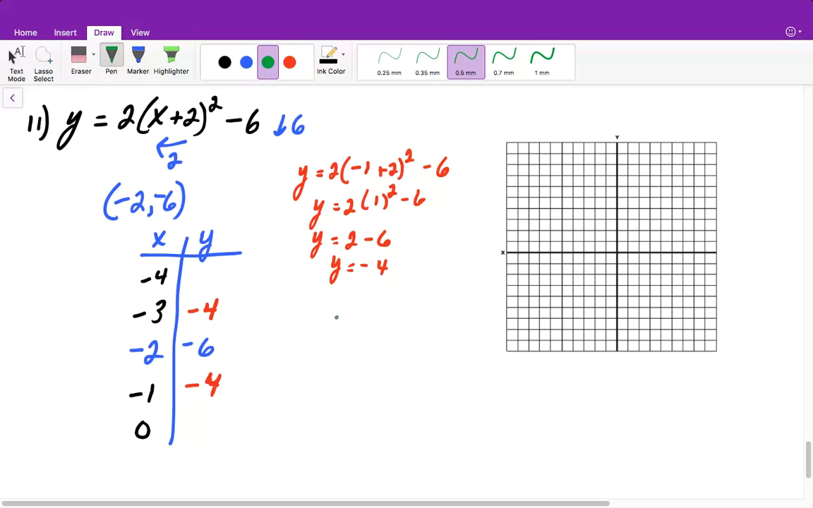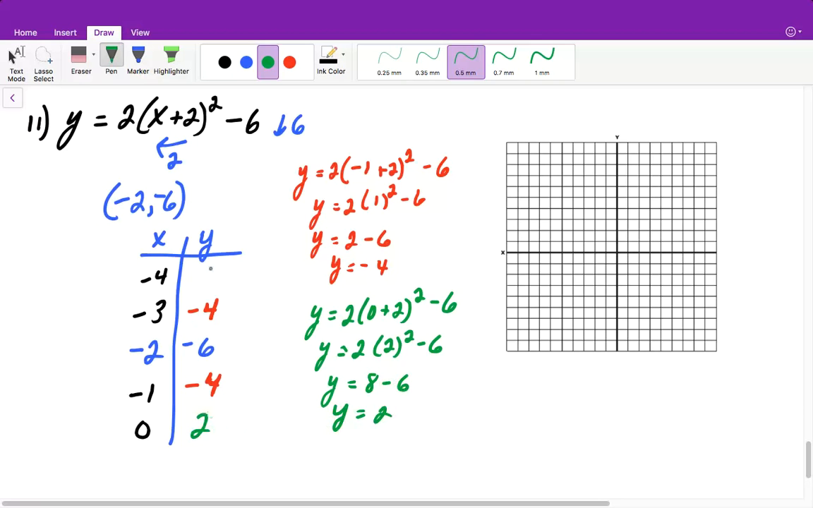If you don't know that just from knowing it's symmetrical, then plug in negative 3 and you'll get the same answer. Then when we plug in 0, y is equal to 2 times 0 plus 2 squared minus 6. Y is then equal to 2 times 2 squared minus 6. Well, 2 times 2 is 4, times 2 is 8, so y is equal to 8 minus 6, or y is equal to 2. And the same thing, because it's symmetrical, I know this one's also going to be 2. If you don't know that, then plug it in and solve.